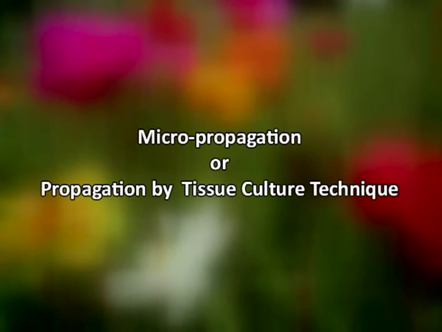Next method of propagation, a very important method of propagation, is micropropagation or propagation by tissue culture technique. In micropropagation, a small amount of tissue from a suitable part of the plant is excised and grown on a nutrient medium under aseptic conditions. The tissue then develops into an undifferentiated mass of cells called callus. A small portion of the callus tissue is transferred to another suitable nutrient medium where they develop and differentiate into small plantlets. And these plantlets, on being transplanted, develop into the new plants.